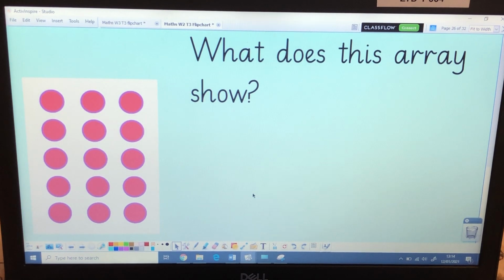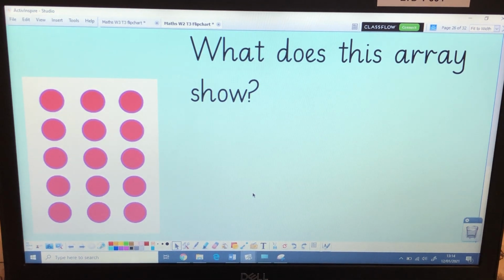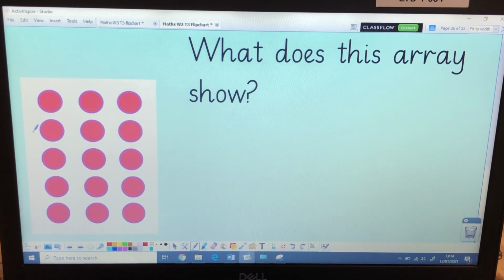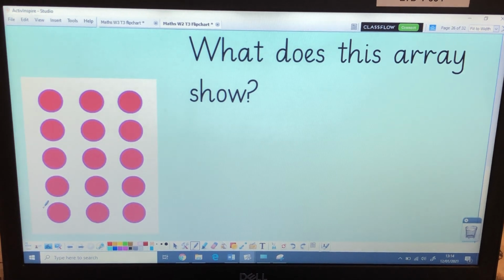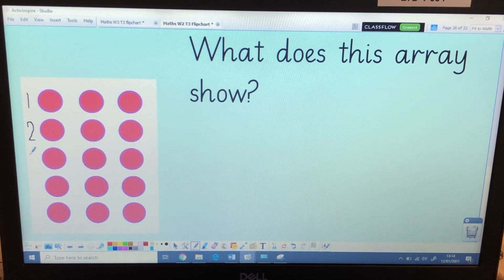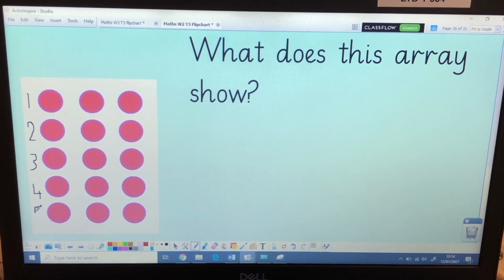Now, we've got an array here and I want to know what the array shows. Now, there might be more than one thing that this array shows. Shall we talk about this together? So, we're going to count first of all how many groups we've got. And I'm going to start off by counting the groups going down. So I'm going to write my numbers next to the groups to help me remember. So I've got 1 group, I've got 2, I've got 3, I've got 4, and I've got 5. So that's my first number.